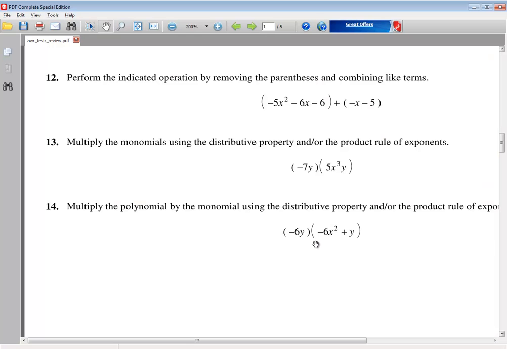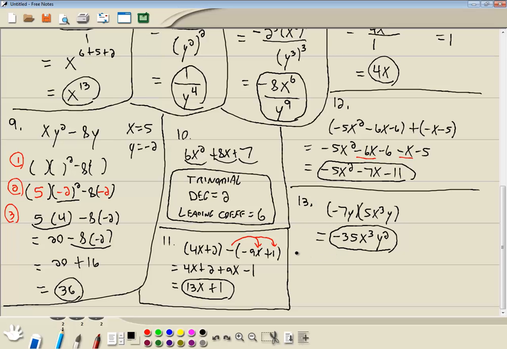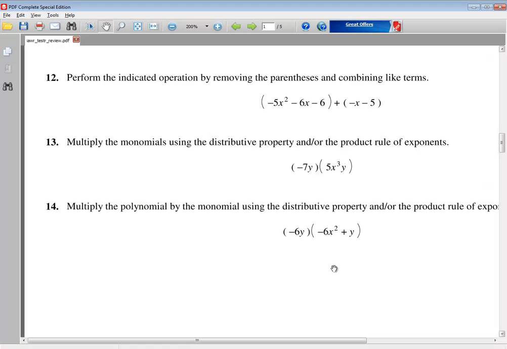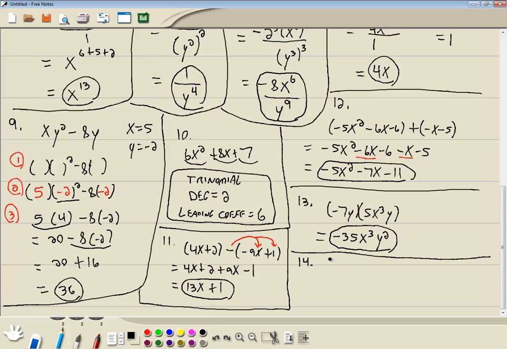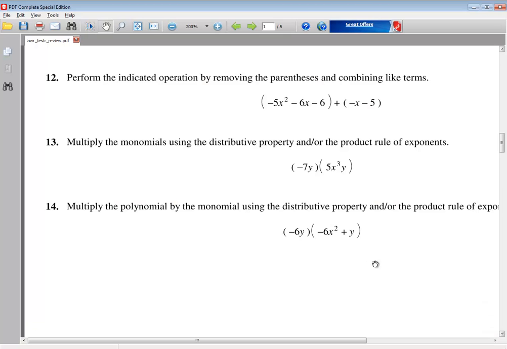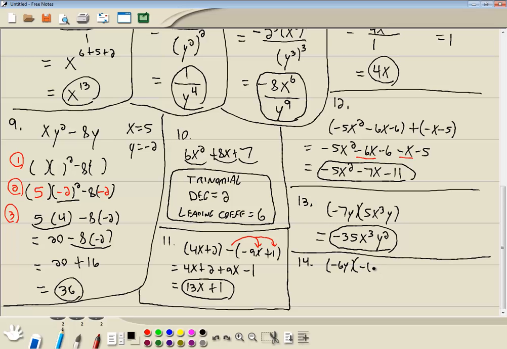I could probably fit number 14 on here. We got negative 6y times negative 6x squared plus y. So we got a monomial, one term out here, and we got a binomial here, 2 terms. So I'm going to take this negative 6y, this is a distributive property, and I'll multiply it times my first term and multiply it times my second term.